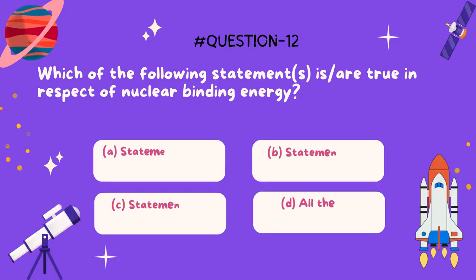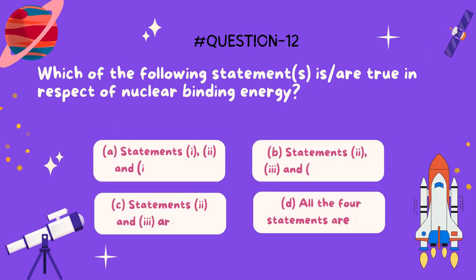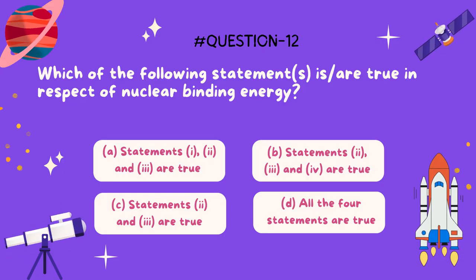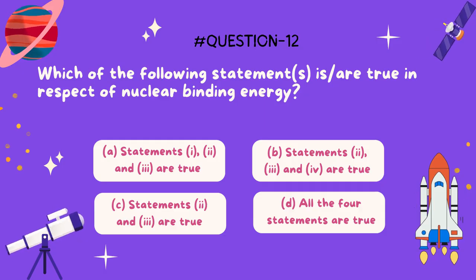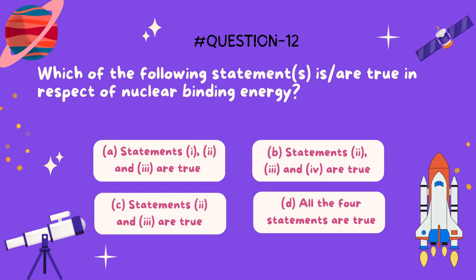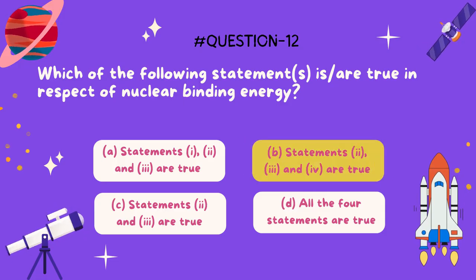A. Statements I, II, and III are true. B. Statements II, III, and IV are true. C. Statements II and III are true. D. All the 4 statements are true. Correct answer: B. Statements II, III, and IV are true.